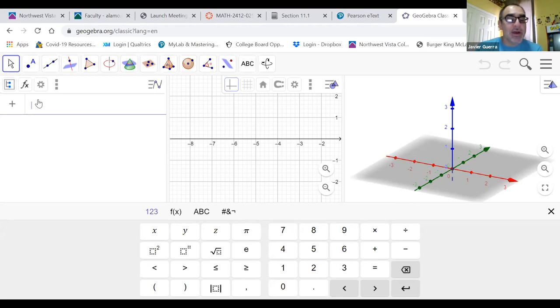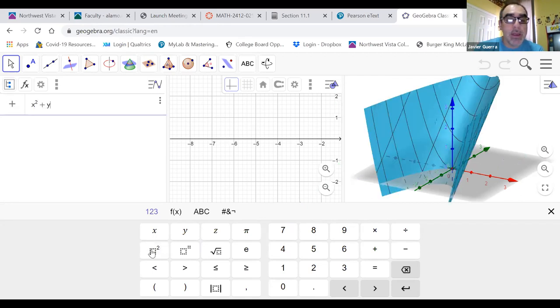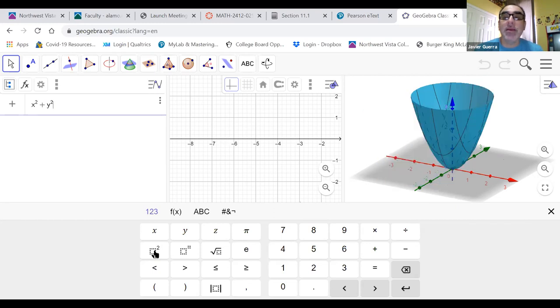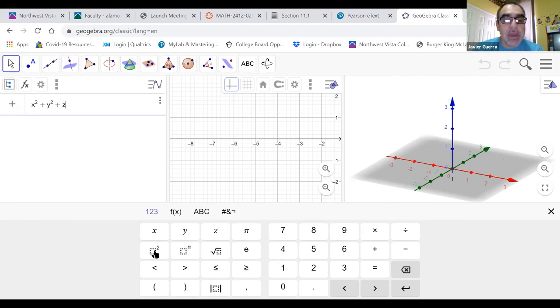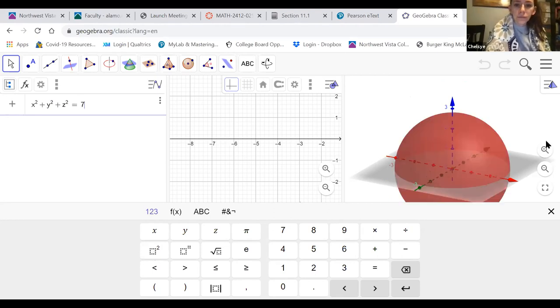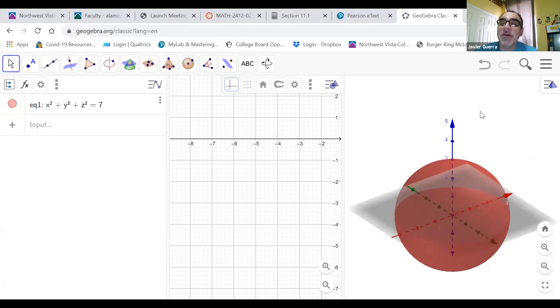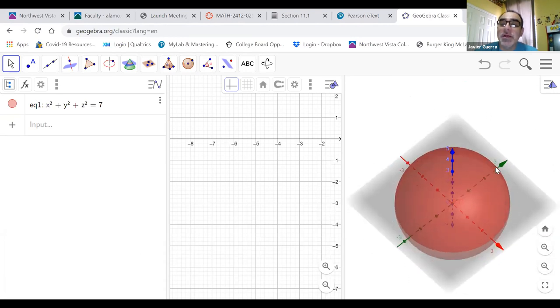So let's do a sphere. I'm going to do X squared plus Y squared plus Z squared equals, hold on, give me a number, favorite number. Seven. Boom. And there is your three-dimensional ball.